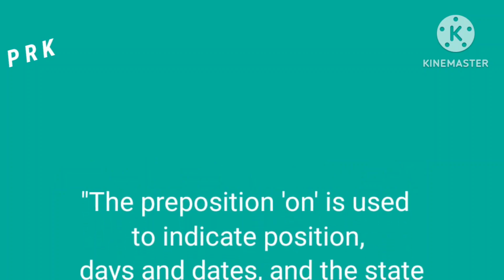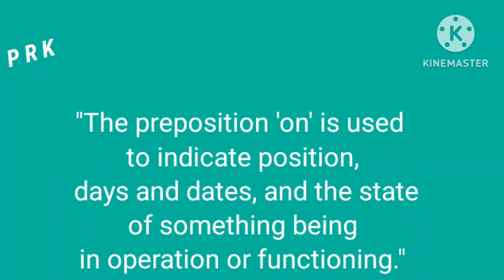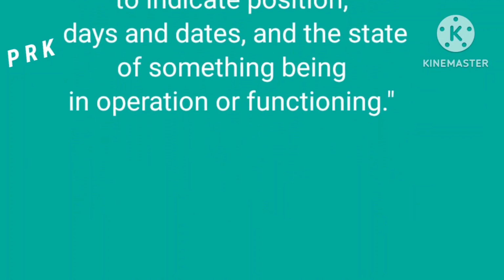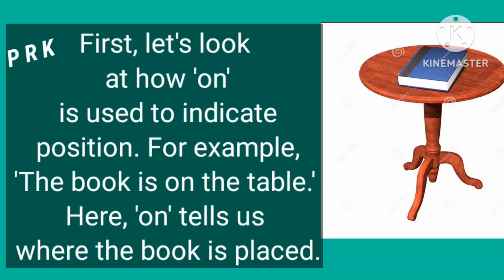The preposition on is used to indicate position, days and dates, and the state of something being in operation or functioning. First, let's look at how on is used to indicate position. For example, the book is on the table. Here, on tells us where the book is placed.